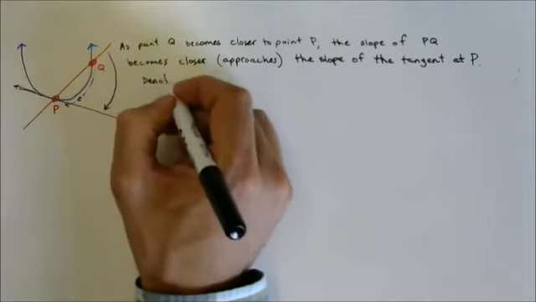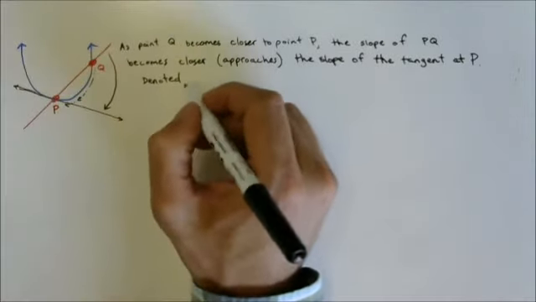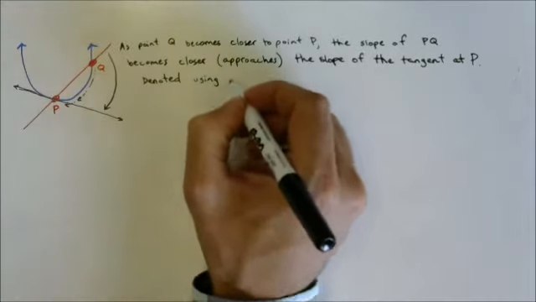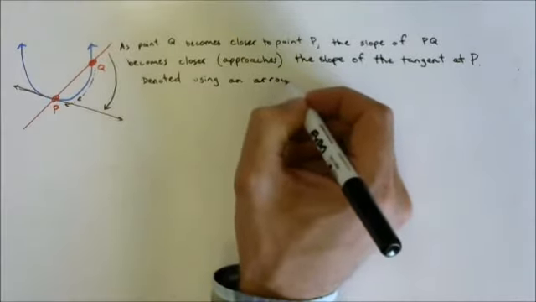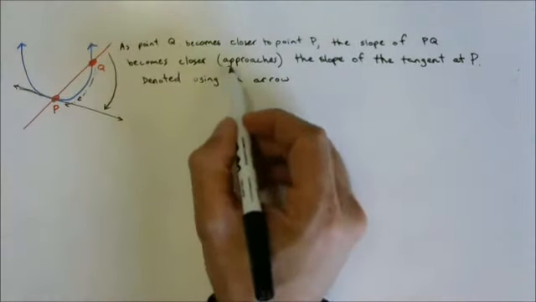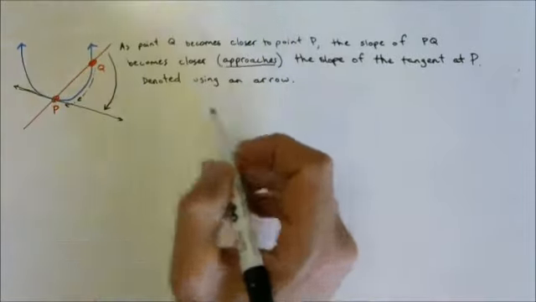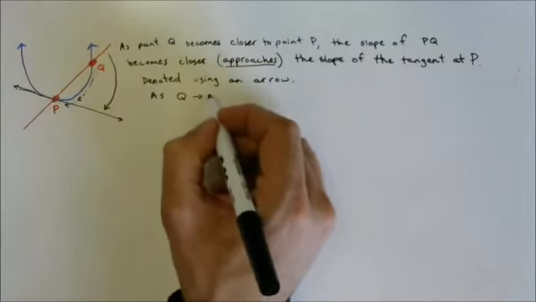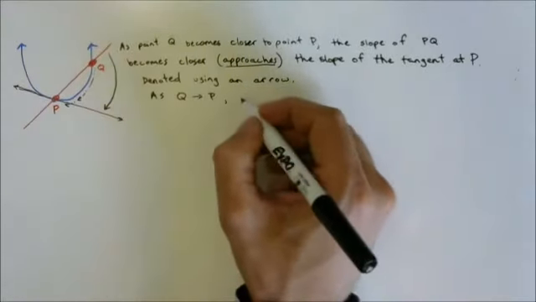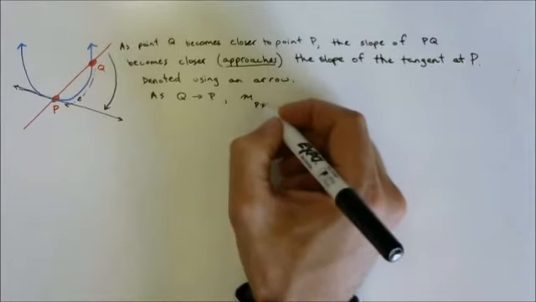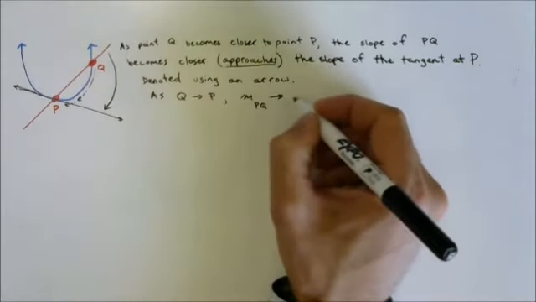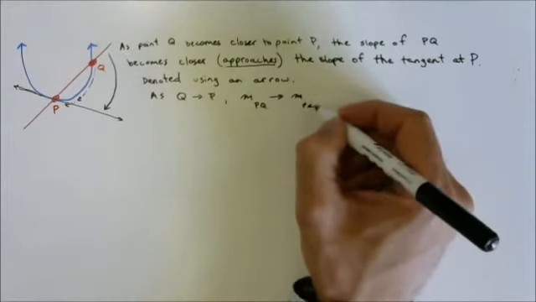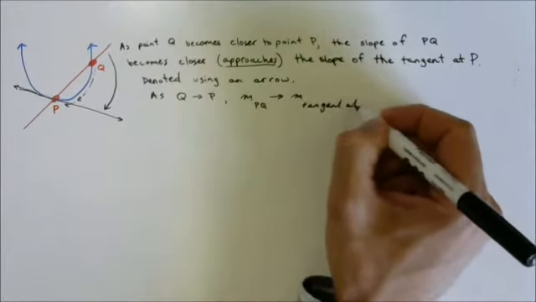Approaches is denoted using an arrow. So this is the word approaching. So as Q approaches P, the slope of PQ approaches the slope of, I'm just going to call it the tangent at P.